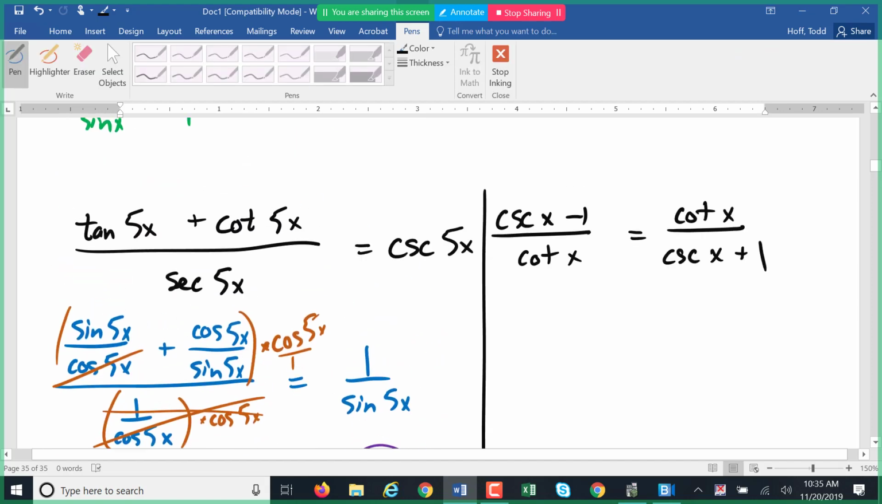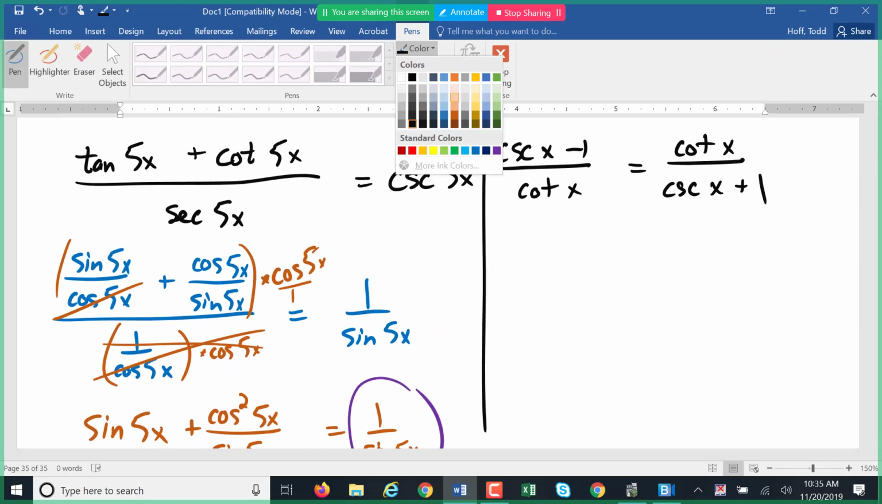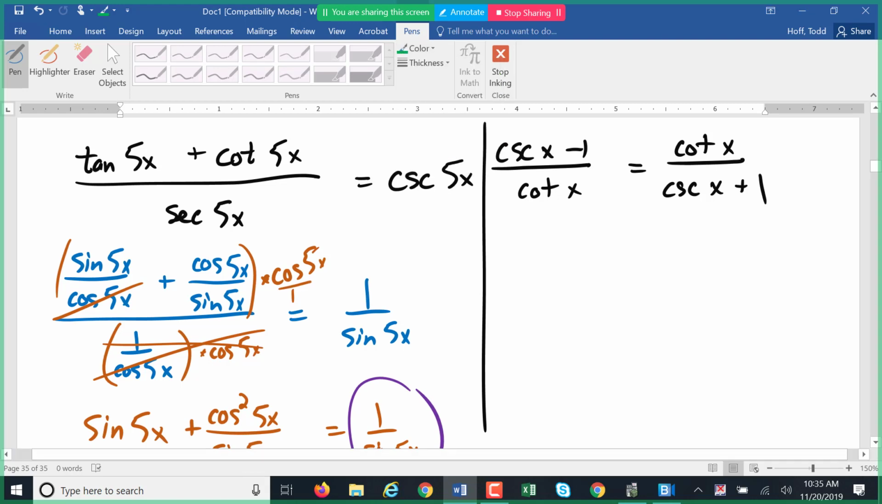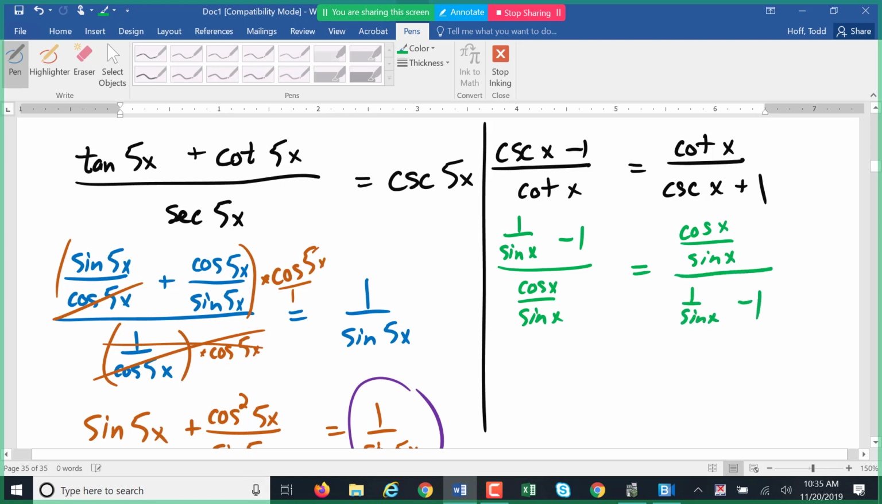So our second one up here, start out by doing the same thing. We're going to turn it all into sines and cosines. So cosecant of x is 1 over sine x, minus 1, over cotangent, which is cosine x over sine x, equals, on the right side, cotangent, cosine x over sine x, over cosecant, which is 1 over sine x, minus 1.